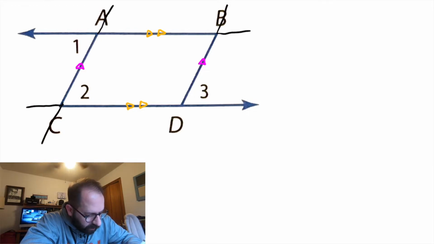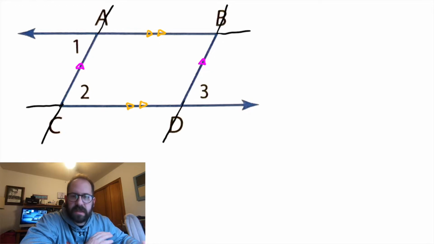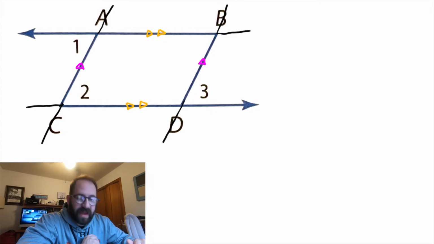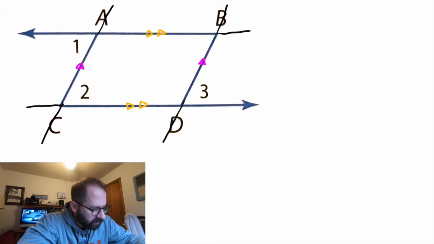You're always allowed to do that, because maybe that's easier for you to see. Maybe you like to see it like that so you can see where the parallel lines are going, where the transversals are. Doesn't really matter. But on this particular picture, if I gave you angle number 1, and this was 80 degrees.